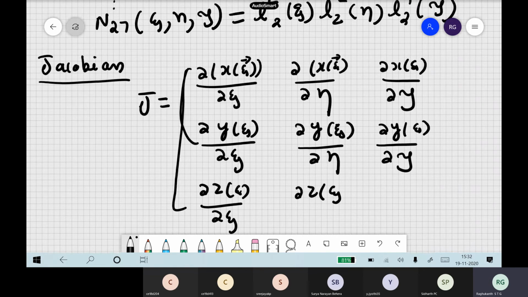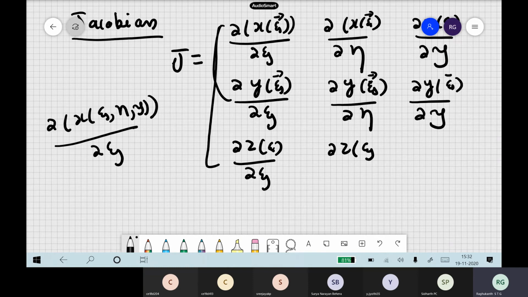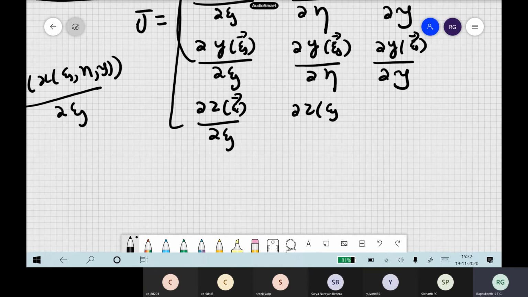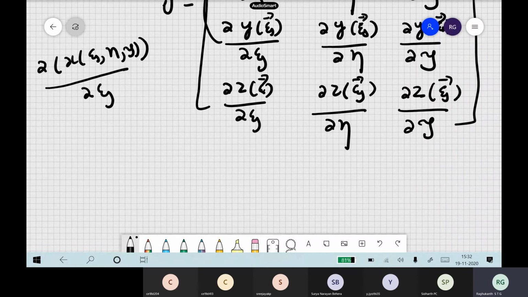If you want to write this quantity properly, it is dou x of (psi, eta, xi) with respect to dou psi. This is how it has to be written, and dou z by dou eta, and so on. This is our Jacobian matrix, because in 3 dimensions you will have a 3 by 3 Jacobian matrix. The determinant and all those things you have to find out, and it is straightforward.